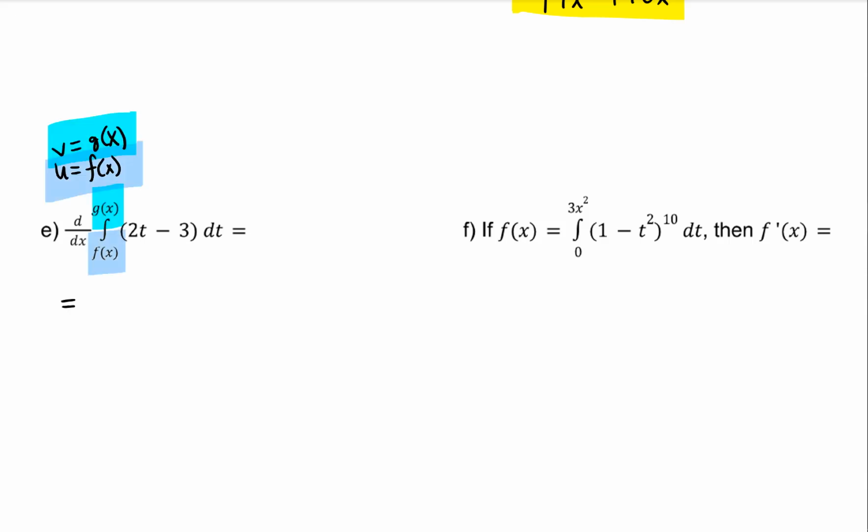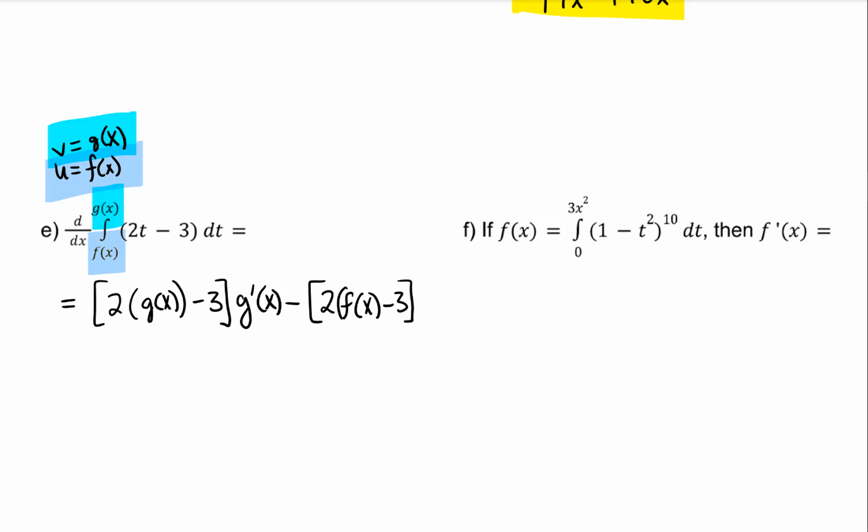Plug in g of x, multiply by g prime. Plug in f of x, multiply by f prime. There's no more simplification I could do. I could distribute, but that won't help me simplify in this case.